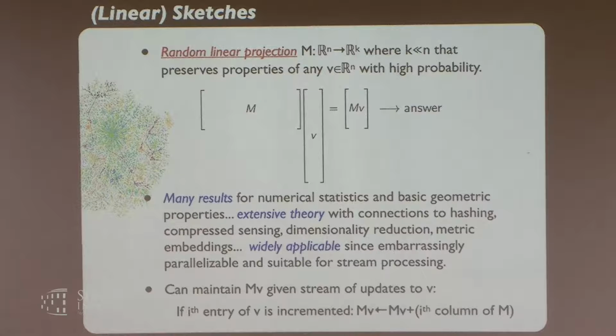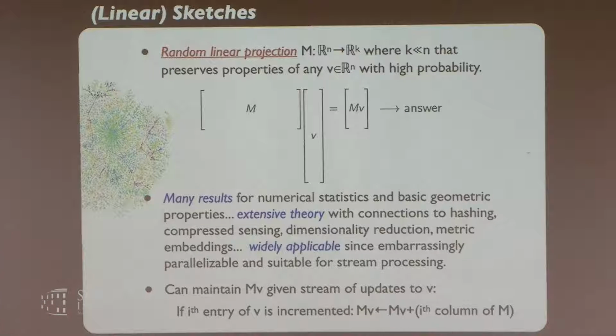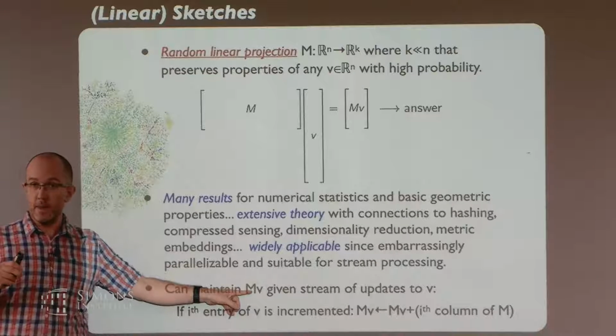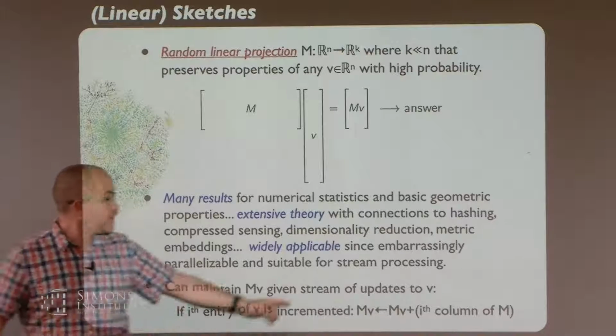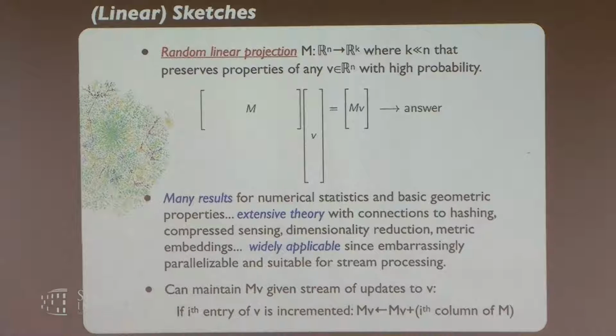It's also applicable to stream processing. The idea being that maybe the stream is encoding updates to this underlying vector v. And so if you've computed M times v so far, and then the next stream element says the ith coordinate of v is incremented by 1, well, how do you update the projection M times v? Well, you just take M times v plus 1 copy of the ith column of M, which would be exactly the same as M times v with that update.